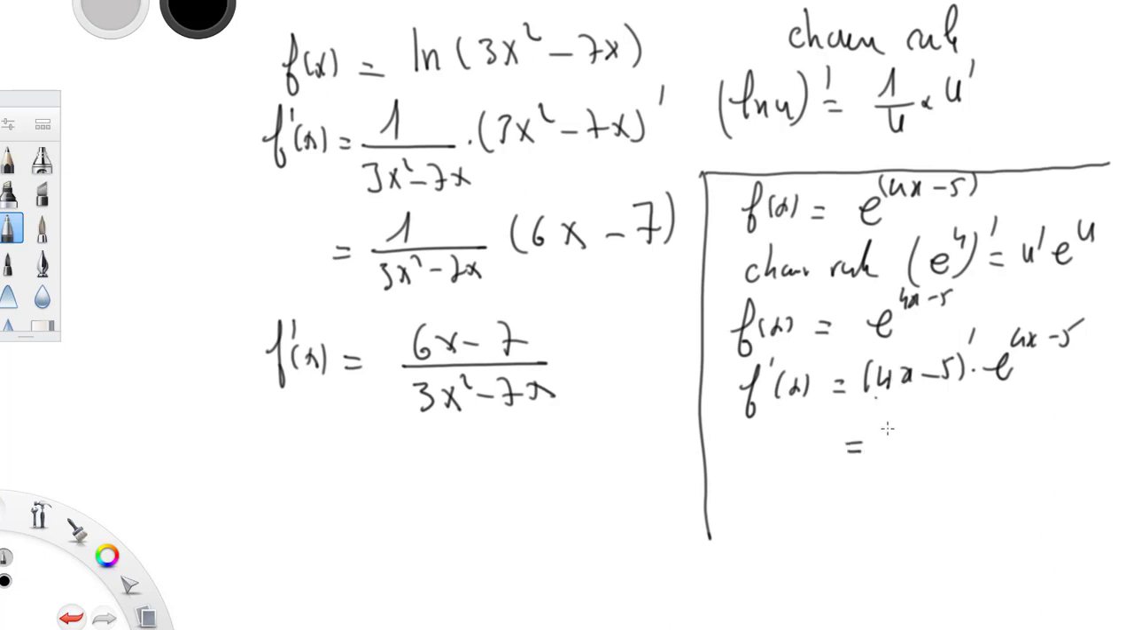So the question: what is the derivative of 4x minus 5? The derivative of 4x is 4, and the derivative of negative 5 is 0. You have 4 multiplied by exponential of 4x minus 5. At the end, you find f prime of x would be 4 exponential of 4x minus 5.